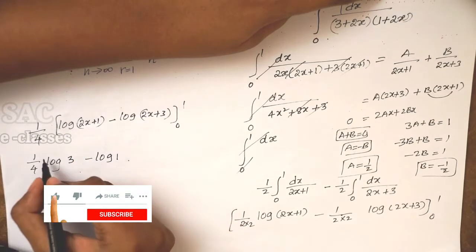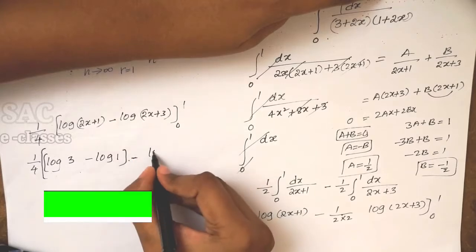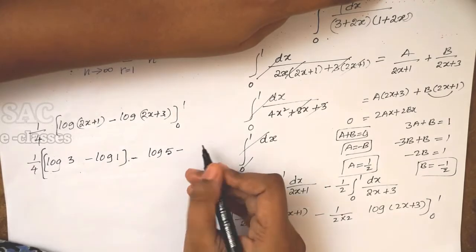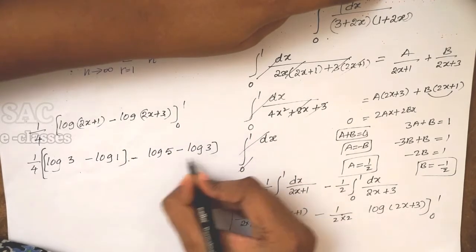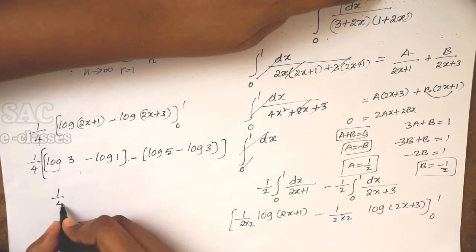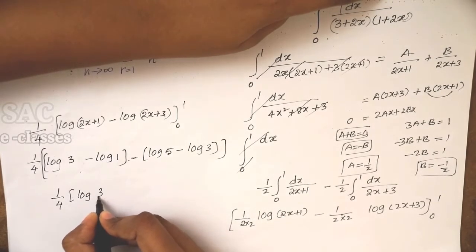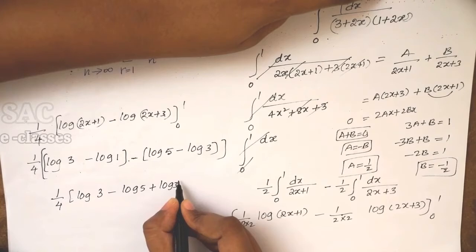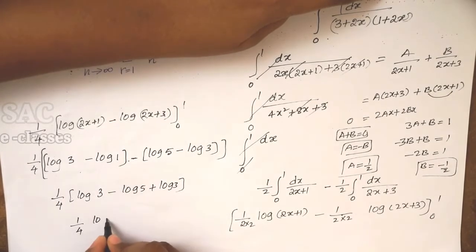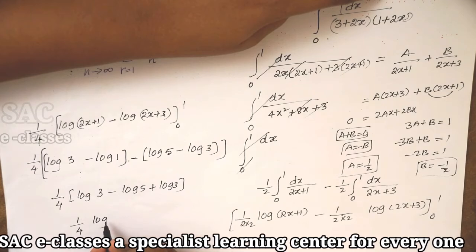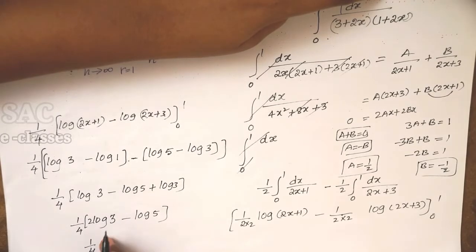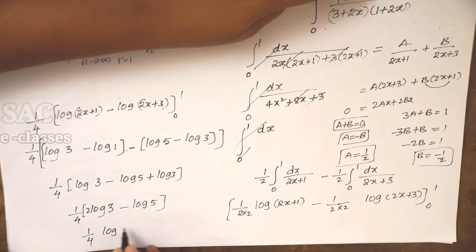1 by 4 log of 3 minus log of 2x, that is 2 into 0 plus 1, so it will become log 1. Go for the log of 2x plus 3: 2 into 1 plus 3, which is log 5, minus, if you keep it as 0, log 3. Let's simplify. 1 by 4 into log 3 minus log 5, minus into minus plus log 3. You get 1 by 4 into 2 log 3 minus log 5. 2 log 3 is log 3 square, which is log 9. Log 9 minus log 5 will become log of 9 by 5.